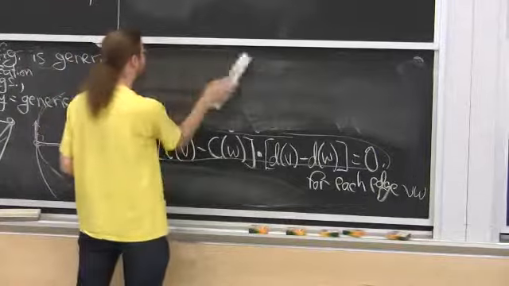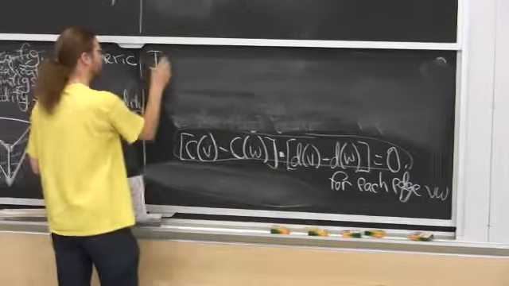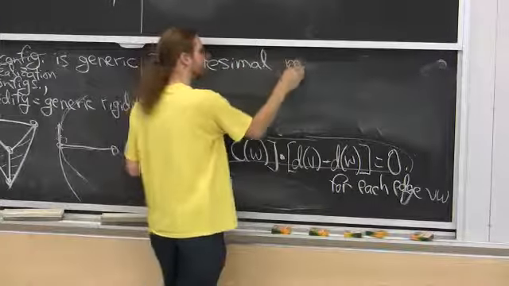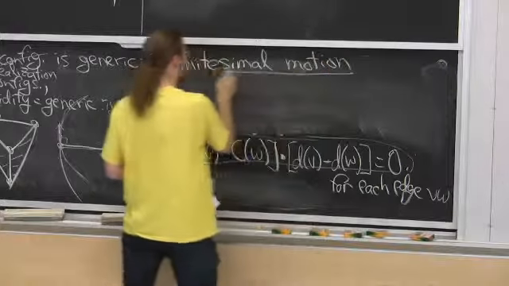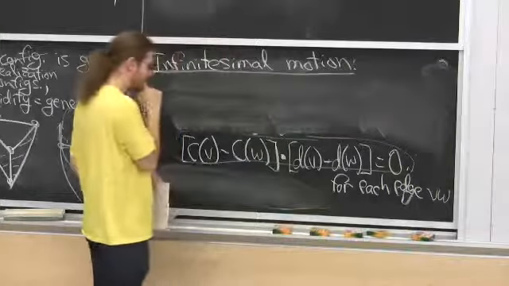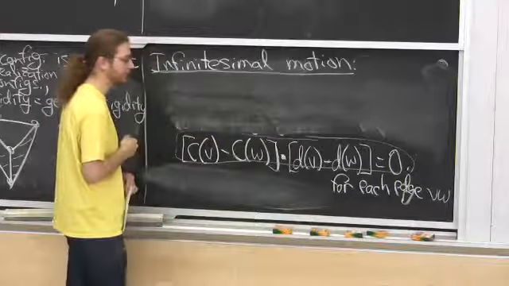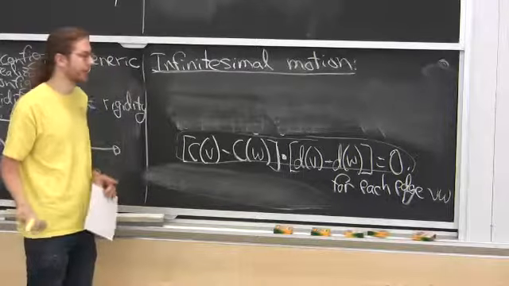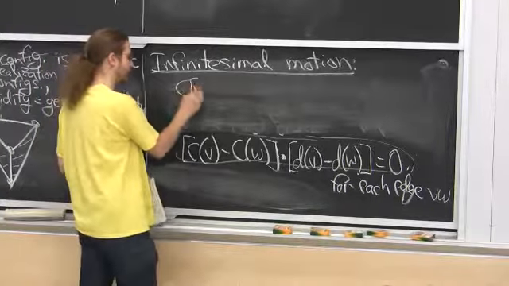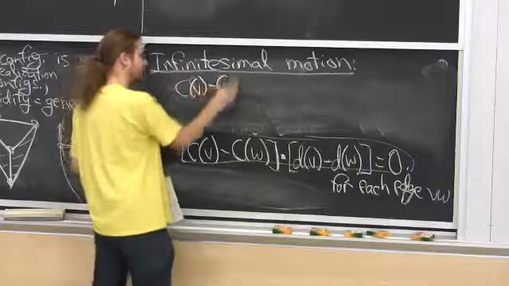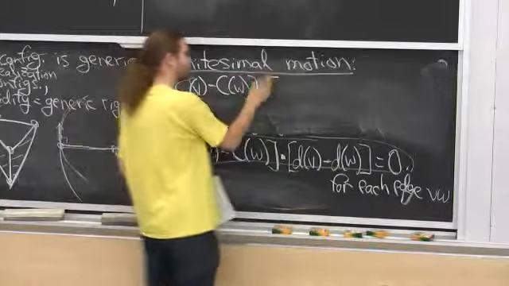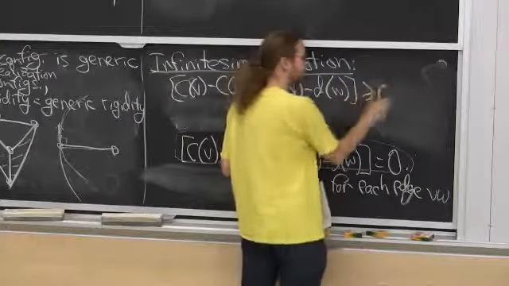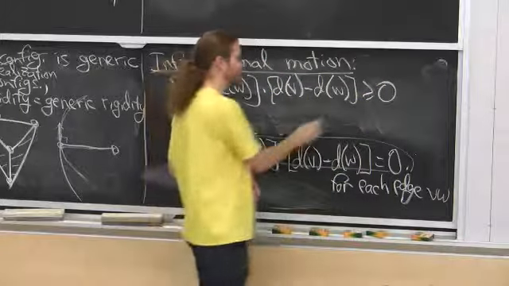So this is the idea of an infinitesimal motion of a tensegrity. Well, I want to take the same dot product, and I claim this is measuring, it's a number, and it's measuring the signed change in length of that edge. So if C of V minus C of W dot product with D of V minus D of W is greater than or equal to 0, that's the property I want for struts.